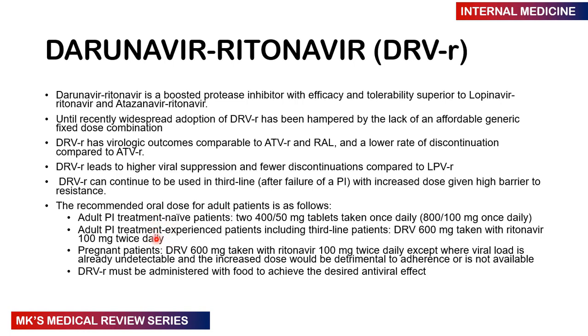For pregnant women, Darunavir 600 with ritonavir 100 milligrams twice a day is taken, except where the viral load is already suppressed. Then the increase in the dose will actually be detrimental to adherence. Or if it's not available, then we give them 600 milligrams and 100 milligrams of ritonavir respectively, twice a day. Darunavir must be administered with food to achieve the desired antiviral effects.